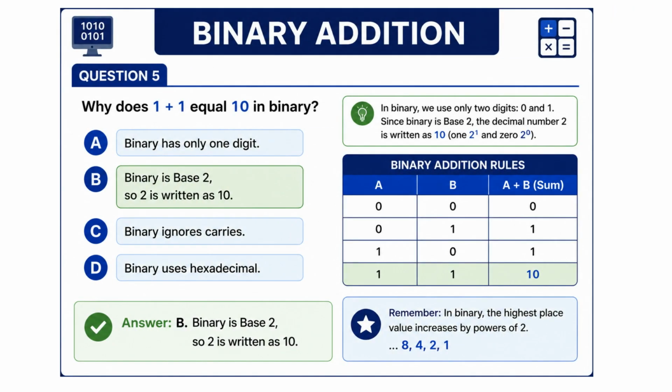Here's an important concept to understand. Why does 1 plus 1 equal 10 in binary? The answer is because binary is base 2. In the binary number system, we use only 2 digits, 0 and 1. After 1, there are no more single digits. So, the decimal number 2 is written as 10 in binary. That is why 1 plus 1 equals 10, not 2. So, the correct answer is option B. Remember, binary place values increase in powers of 2: 1, 2, 4, 8, 16, and so on.